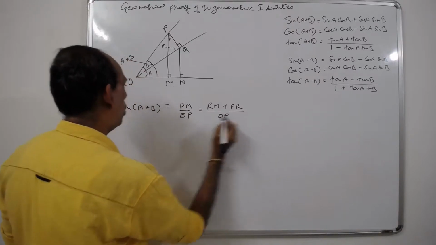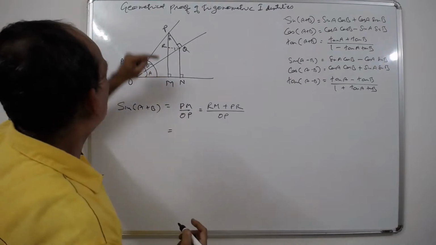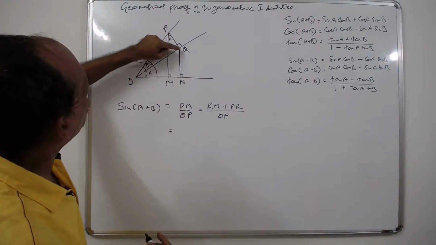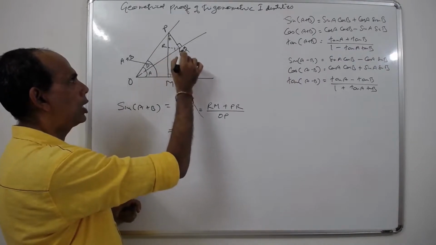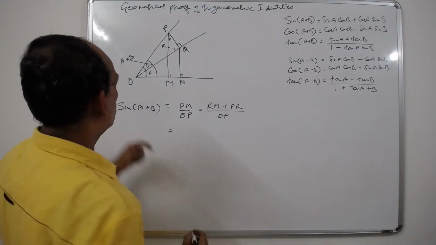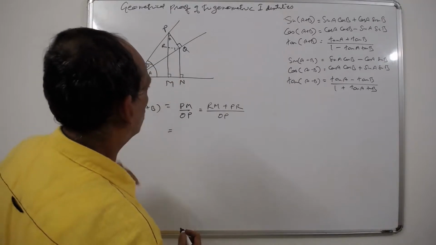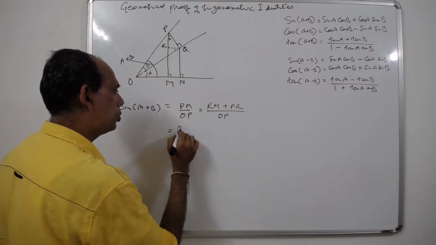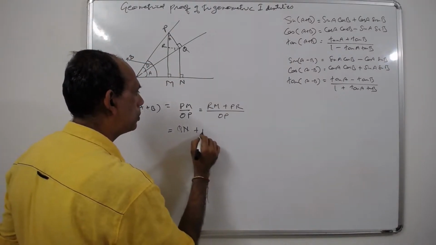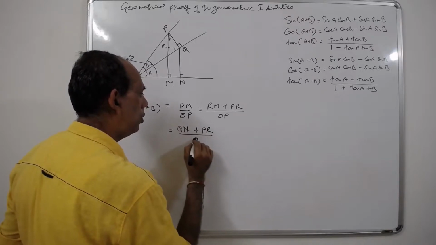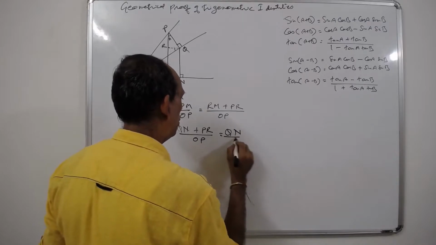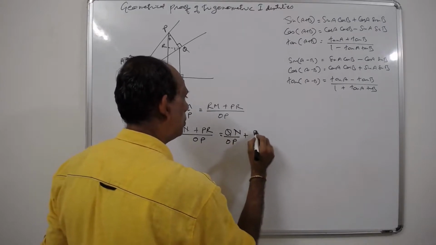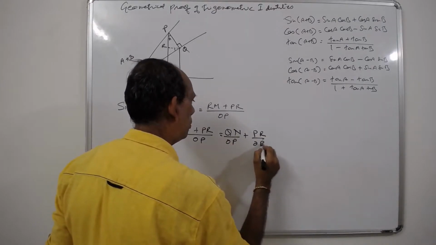We can also call this RM equal to QN. See, if you see geometrically, RQNM is a rectangle, with right angles. So obviously RM will be equal to QN. So I replace this over here. That becomes QN plus PR upon OP. Now we split. So you get QN upon OP plus PR upon OP.